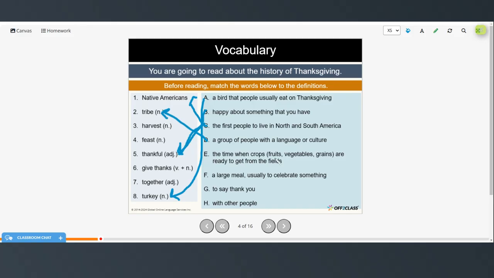The time when crops, fruits, vegetables, and grains are ready to get from the fields, that's harvest. A large meal, usually to celebrate something, is a feast. To say thank you is to give thanks. And with other people is together.